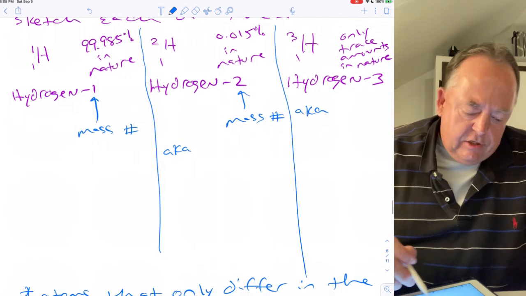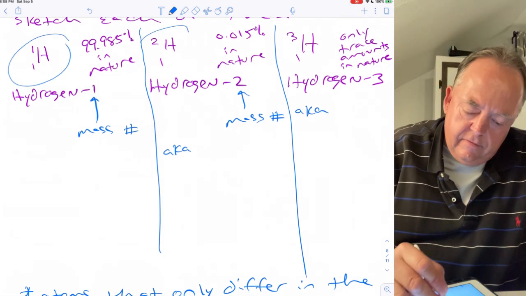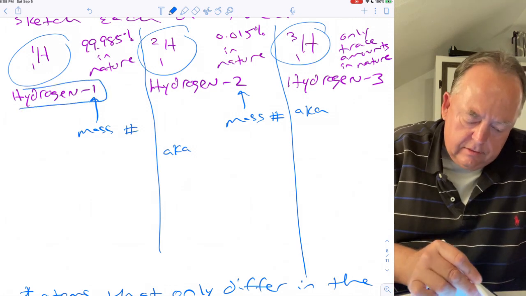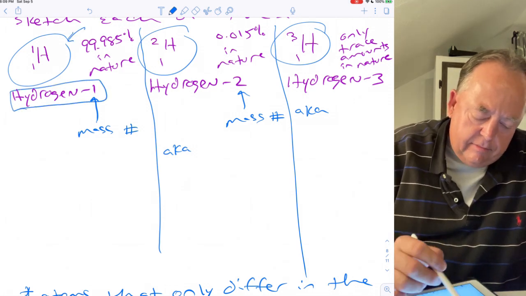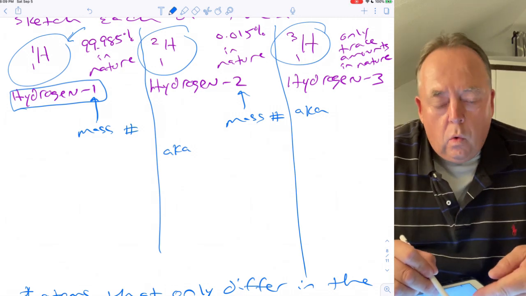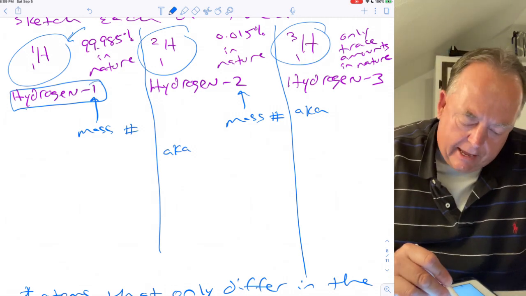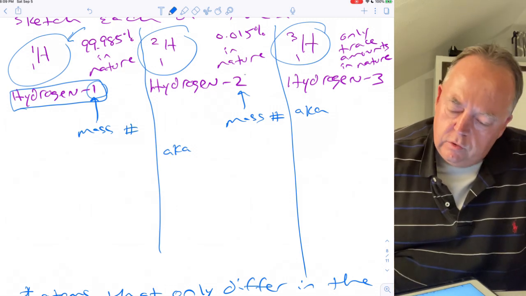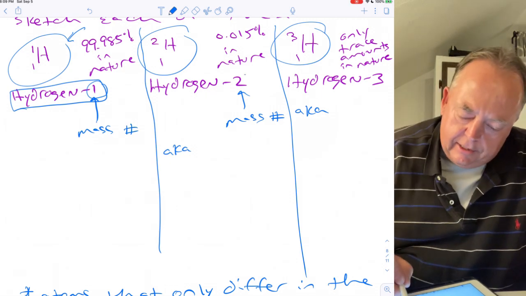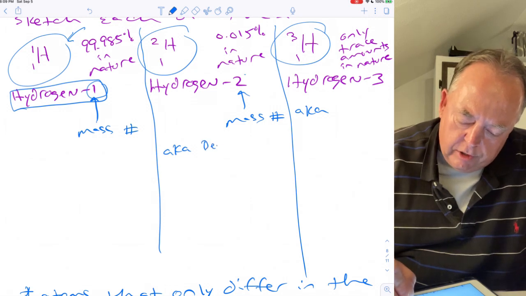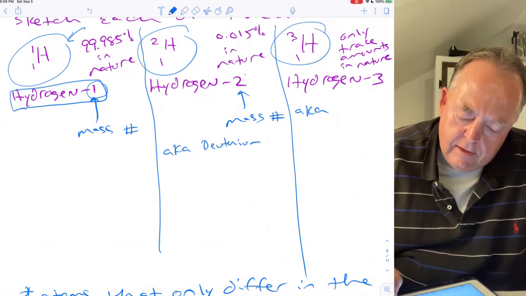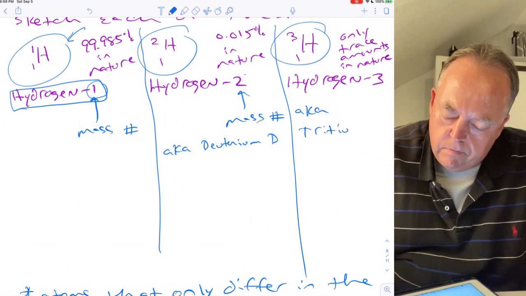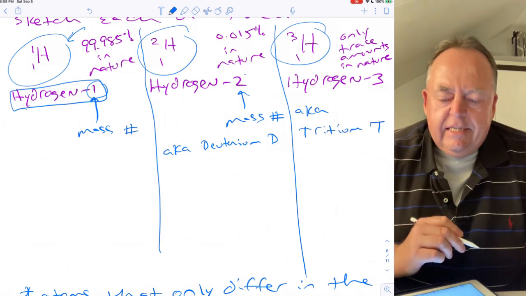Okay, so let's sketch these 3. So these are all variations of hydrogen. So sometimes you see it written like this. So this is the nuclide symbol, or sometimes you see it written like hydrogen-1, and that number is the mass number. So this would be written hydrogen-2 and hydrogen-3. So hydrogen-2 is sometimes called deuterium, given the symbol D, and hydrogen-3 is sometimes called tritium, given the symbol T.